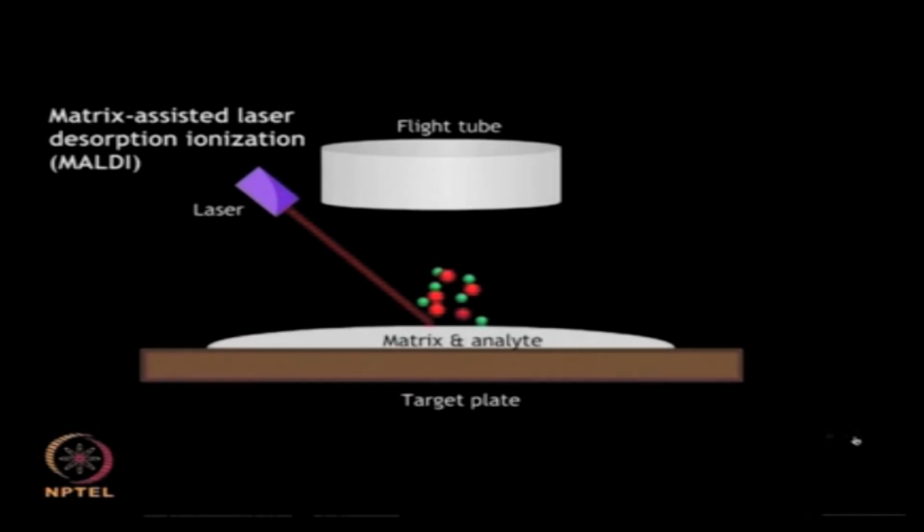The target plate is placed in a vacuum chamber with high voltage and short laser pulses are applied. The laser energy gets absorbed by the matrix and is transferred to the analyte molecules, which undergo rapid sublimation resulting in gas phase ions. These ions then accelerate towards the mass analyzer based on their mass to charge ratios.